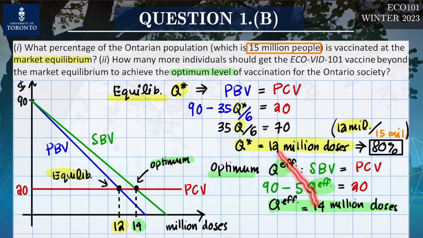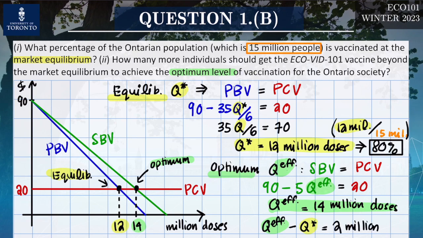Now we can finally conclude this question. We know that the difference between the two is 2 million. So the difference between what is most efficient for society and what the market is going to give you when only private costs and private benefits are taken into account is equal to 2 million doses.